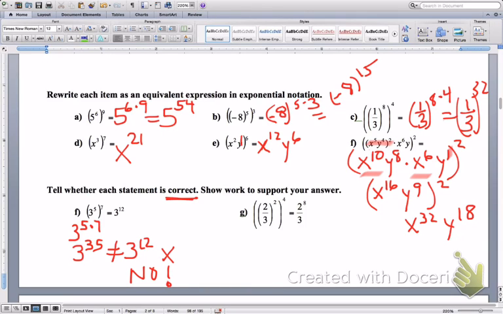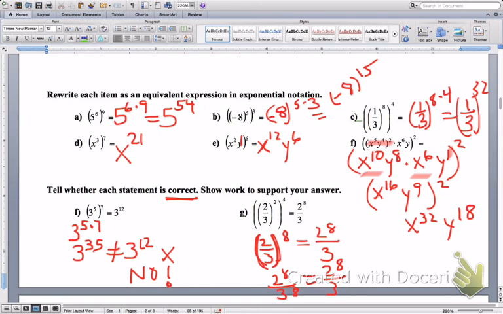Let's look at the last one. We have 2/3 to the power of 2 to the power of 4. Let's go ahead and multiply our 2 times 4. That gives us a power of 8. Question, is that equal to 2 to the 8th over 3? And this 8 is given to both, since they're both in the parentheses, so this is 2 to the 8 over 3 to the 8. And that equals 2 to the 8 over 3.